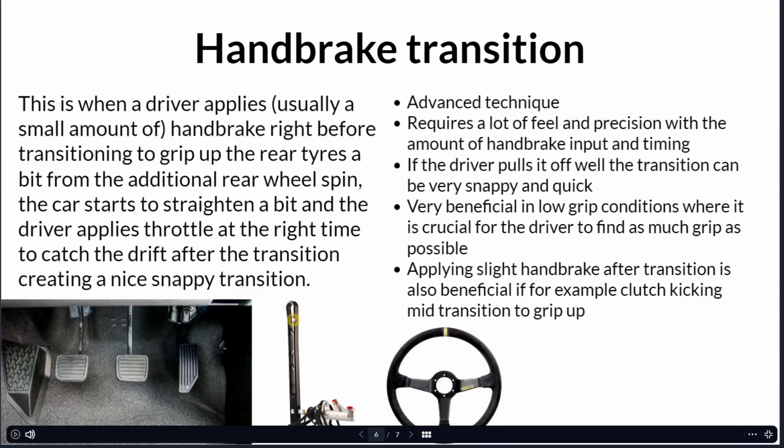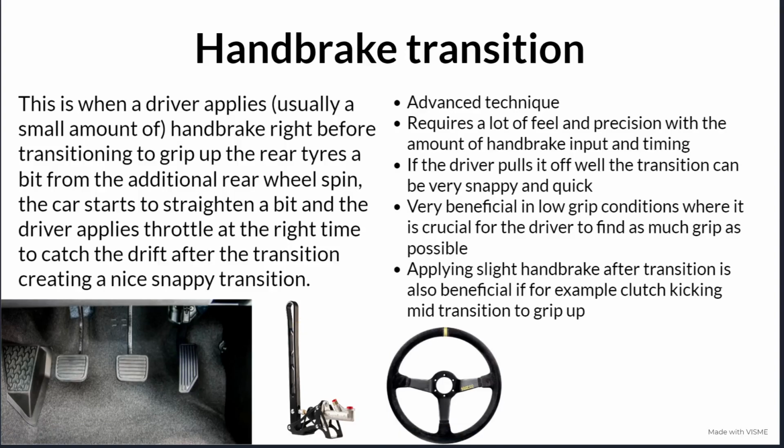The reason being, we just want to slow down the rear rotation at the wheels to grip up a bit. As you can imagine, if we have an excessive amount of rear wheel spin, for example if we clutch kicked before, then pulling the handbrake slightly will slow down the rear wheel spin a bit and gain a bit of grip, and we can make our transition more snappy like that. If you pull it off right, it can be very nice.